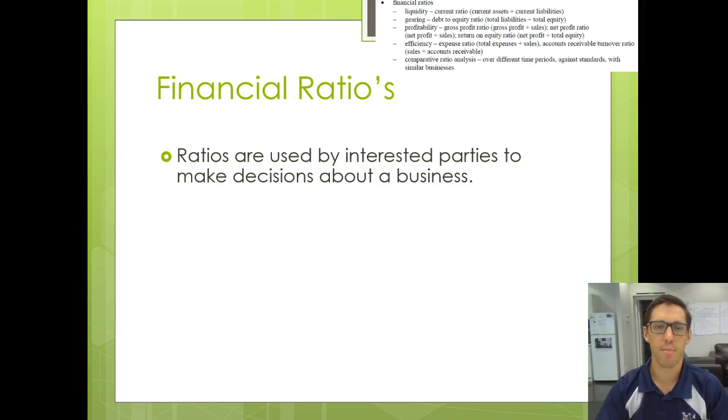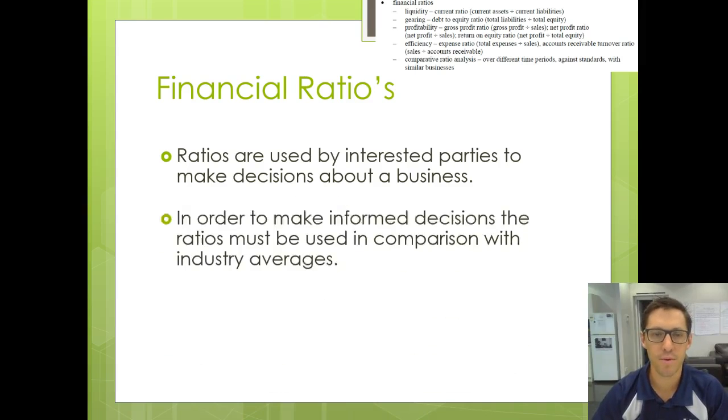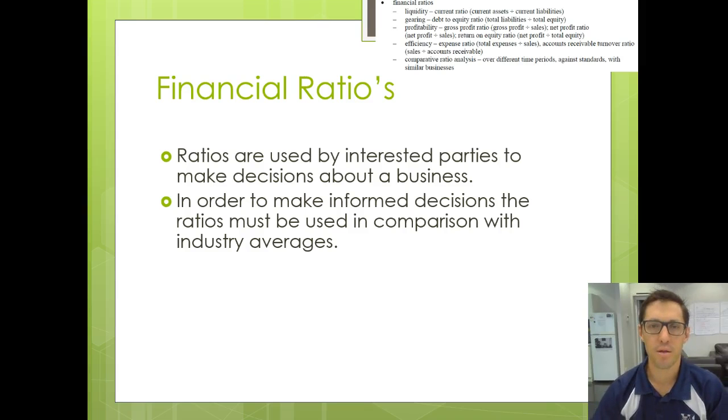Okay, so ratios can be used by internal or external stakeholders, so those within the business or those outside the business. So outside could be shareholders, for example, or within obviously could be senior management or employees who are trying to make decisions or understand the business better from a different financial perspective. In order to make those effective decisions, however, you need to be able to compare those ratios to different time periods, to industry averages, or with other similar businesses operating in a similar field.